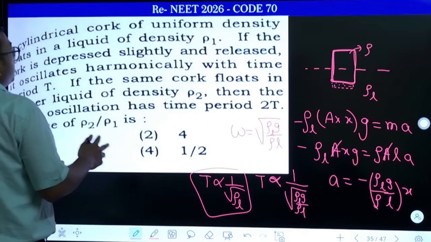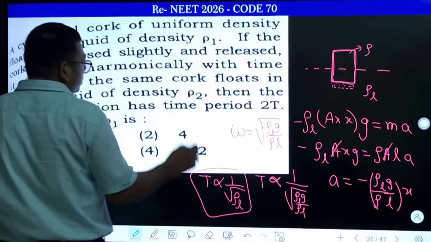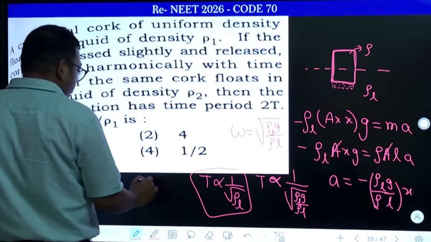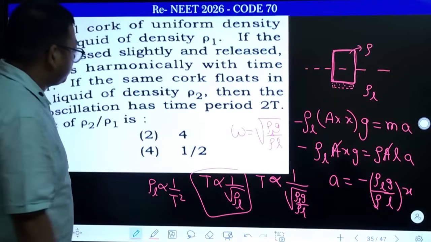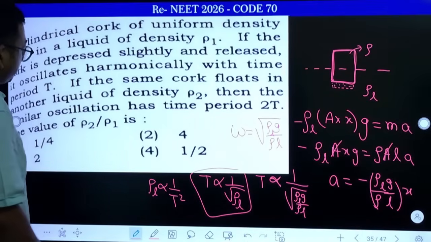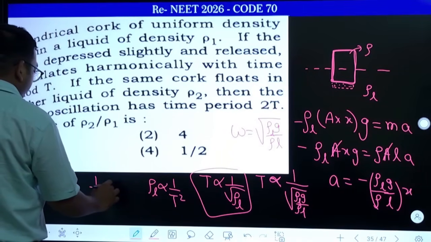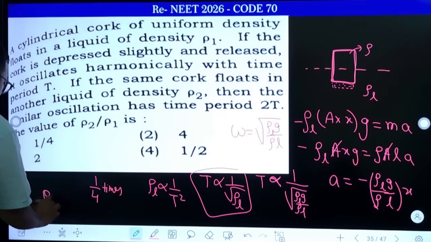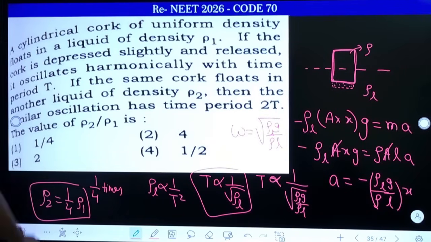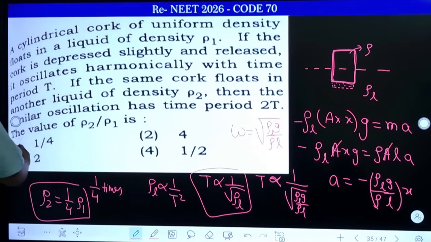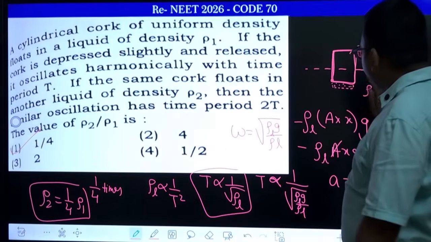So previously the time period was T, now the time period is different, right? So how is it related? The time period has become doubled. That means the liquid density is proportional to 1 by T square, correct? You can check that. So the liquid density must become 1 by that much square, so 1 by 4 times. That means rho 2 must be 1 by 4 times rho 1. So rho 2 by rho 1 will be 1 by 4. That's the answer, right? Direct. Next, you have to remember this result. I have derived it here.